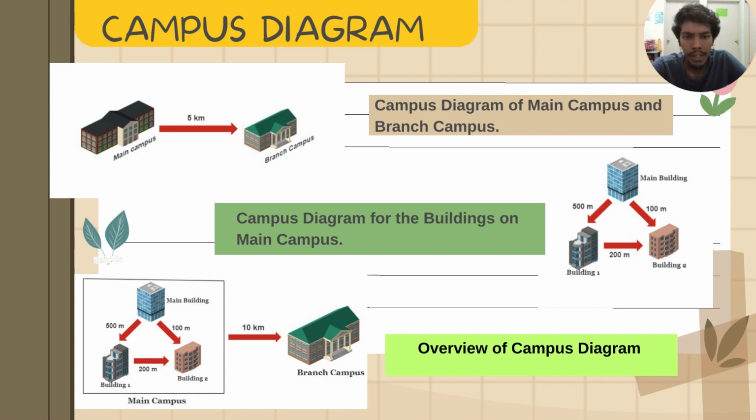From the main building to building one, the distance is 500 meters, and from building one to building two the distance is 200 meters, and from the main building to building two it is only 100 meters. As the last image, you can see the overview of the campus diagram. The total distance between the main campus and branch campus is 10 kilometers. So this is our project's campus diagram.